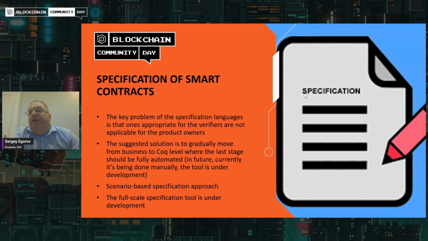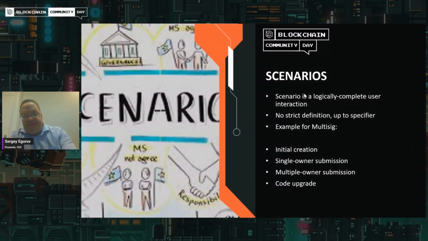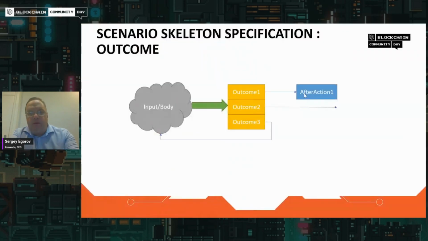So for example, referring to multi-sig, a kind of scenario is submitting a transaction, or say creation of the whole system. So each smart contract is considered here just as a set of scenarios, and when this set is identified, we create a skeleton of each scenario. The creation of the skeleton starts with the outcome section.